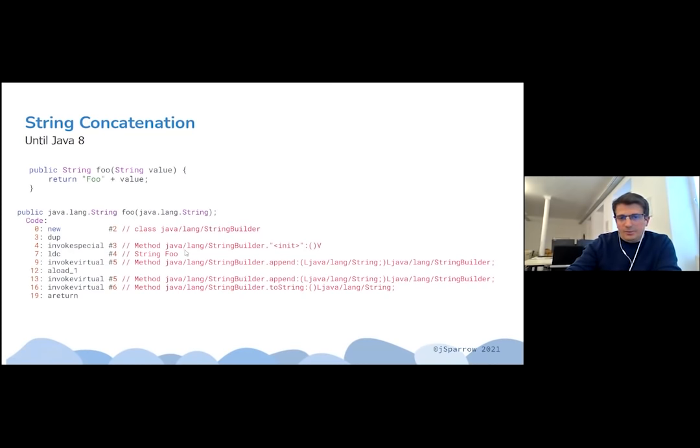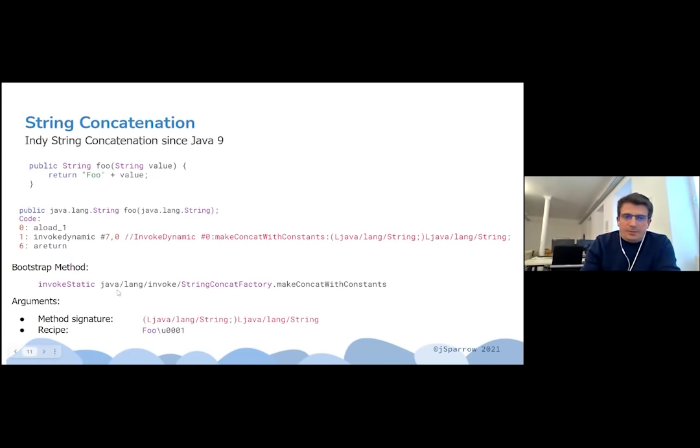So we have first the initialization of a StringBuilder, and then we load the variables one by one, and we use the StringBuilder to append them all together. In the end, we call the toString method on the StringBuilder to get the actual result. If we go to Java 9, this changed completely.